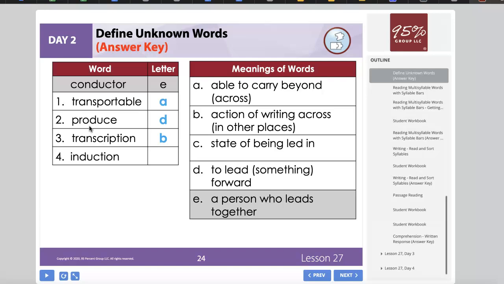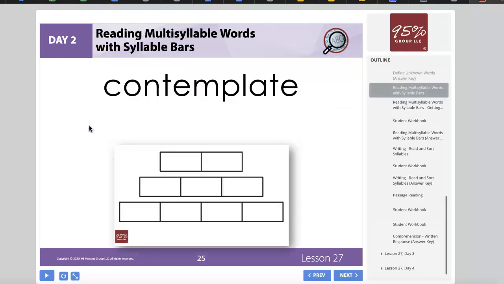Okay? And number 4, induction. In means in. Shun is the state of being. Duct means to lead. What do we think number 4 is? Cast your vote. If you have up 3 fingers, you are correct. It is C, the state of being led in. All right, you can pause the video here and make sure that everyone has the correct answers and make any corrections if needed. Okay?